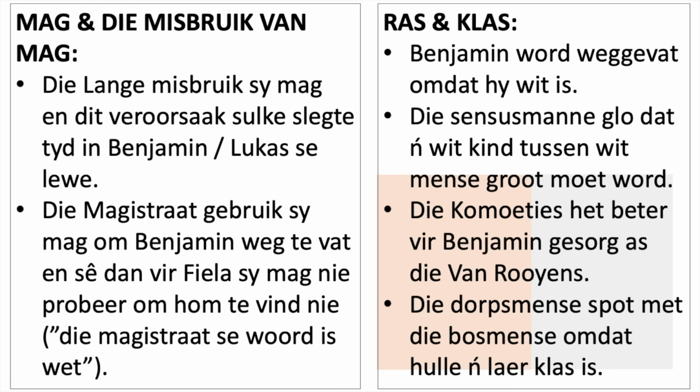Die dorpsmense spot met die bosmense omdat hulle laer klas is. And this is the one about class as well, that the townspeople, which essentially would be English people, because remember Miss Witherberry, she's also English, they tease the bush people because the bush people are in a lower class. Essentially, the bush people are very poor. So this is sort of just where that whole thing comes together. And like I said, just remember these two, mag and die misbruik van mag and ras and class, they obviously sort of go hand in hand.